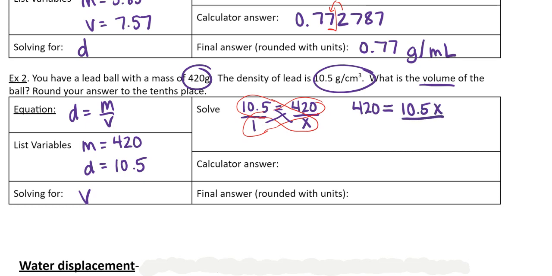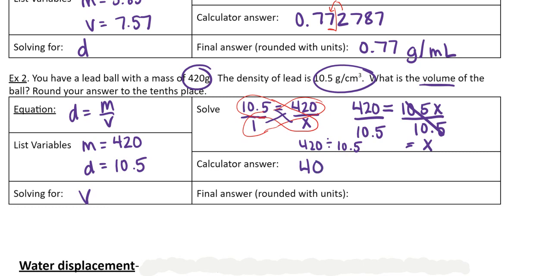From there, I can just use my algebra to get x by itself. I'll solve by dividing by 10.5. So now you have x by itself, and we're just going to put the other side into your calculator. So you'll do 420 divided by 10.5. So that's how you put that into your calculator. And we end up with an answer that's 40, okay?